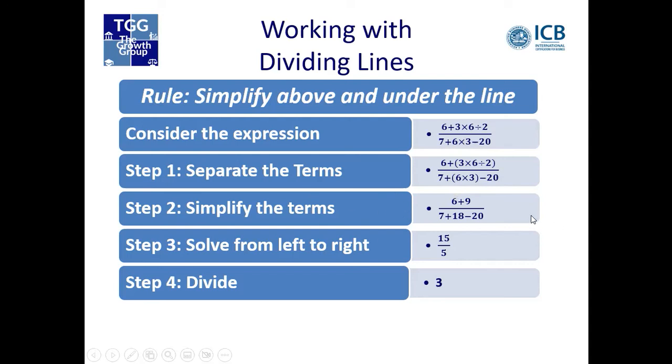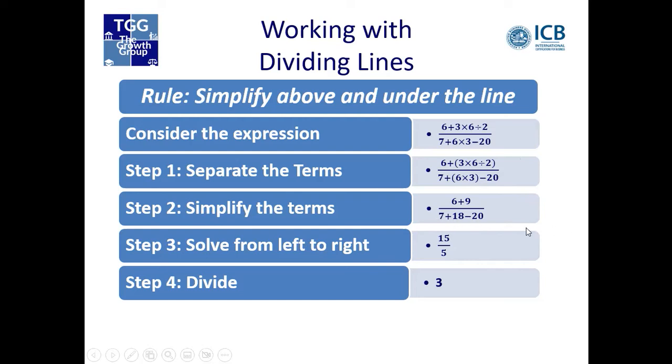Then we solve whatever is in the brackets. We solve those individual terms. If we say 6 times 3, or 3 times 6, we are going to have 18. And 18 divided by 2 is 9. We simply solved it from left to right. 6 times 3 is just 18. There's nothing special there.